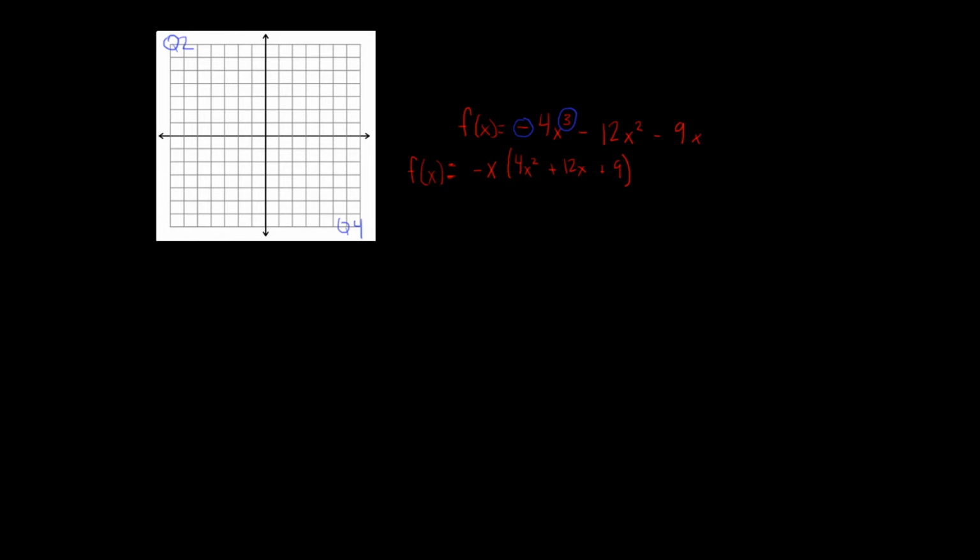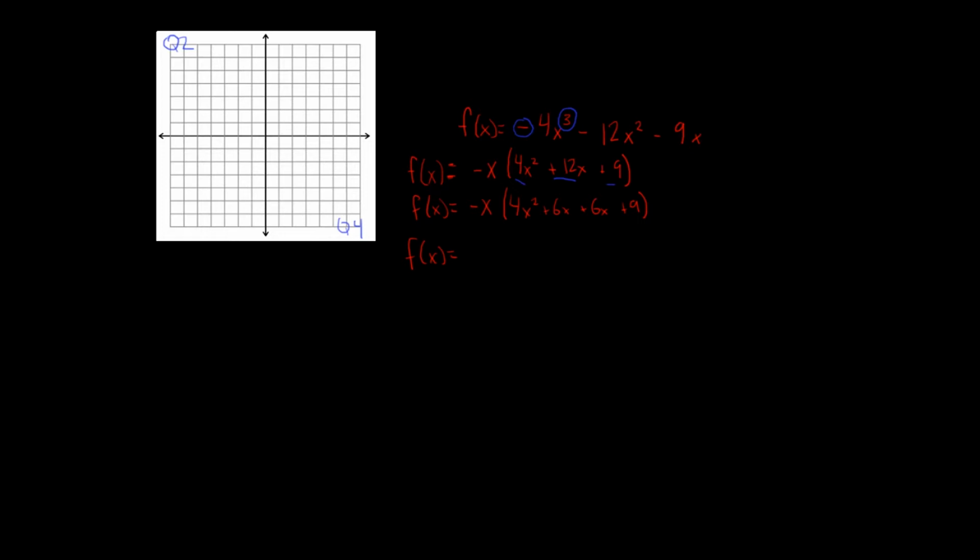So now we can take that trinomial and factor that. So what are two things that will add to, hold on, let me change the color. There we go. Something that's going to add to positive 12, and something that's going to multiply to 36, because 4 times 9. And that's going to be 6 and 6. Positive 6 and positive 6 will work for that. So we're going to carry this out. 4x squared, and then plus 6x, plus 6x, plus 9. Put that all in brackets.